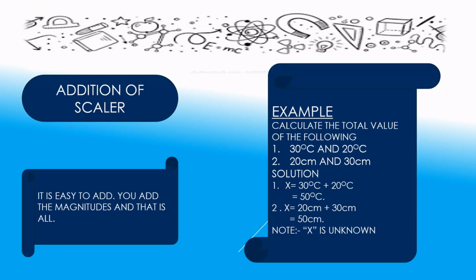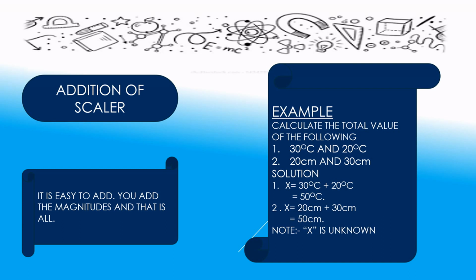But how do we solve any problem in scalar? It is simple. We use ordinary algebraic method to add. Take a look at the example below. We are asked to calculate the total value of 30 degrees Celsius and 20 degrees Celsius. If you look at the solution, we only add the magnitude and that is all. That is why scalars are very simple to solve.